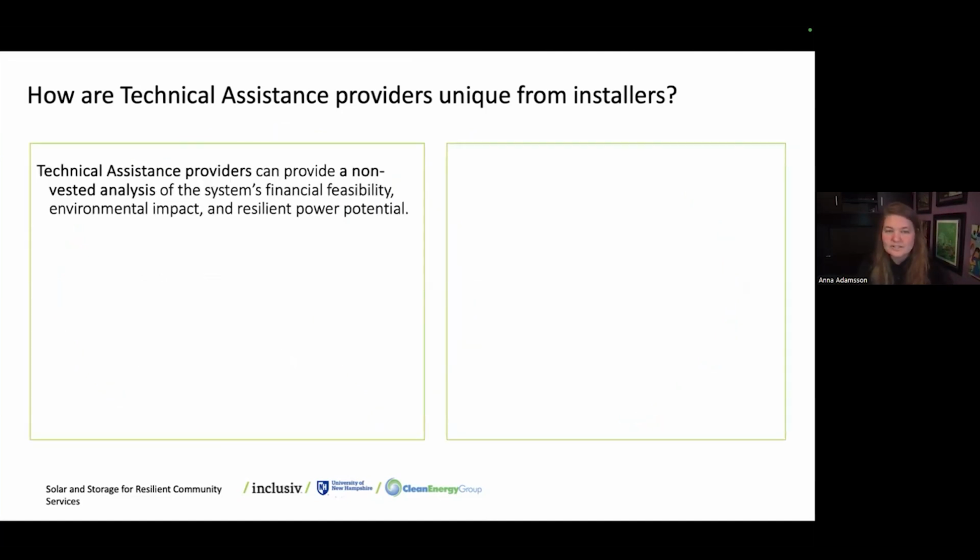So again, how are technical assistance providers unique from installers? Technical assistance providers can provide a non-vested analysis of the system's financial feasibility, environmental impact, and resilient power potential. On the other hand, developers or installers can be motivated to engage more clients and install more projects.